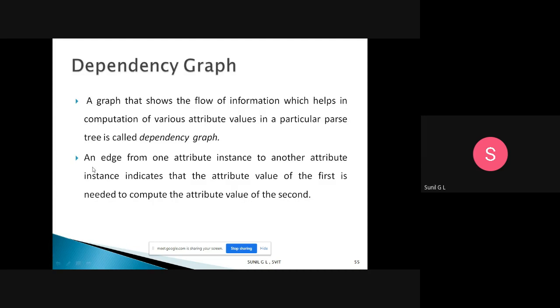An edge from one attribute instance to another attribute instance indicates that the attribute of the first is needed to compute the attribute value of the second. So when you have an edge with an arrow mark from one attribute to another, it means that the value of one attribute is computed with the help of the other. That is what we call a dependency graph.